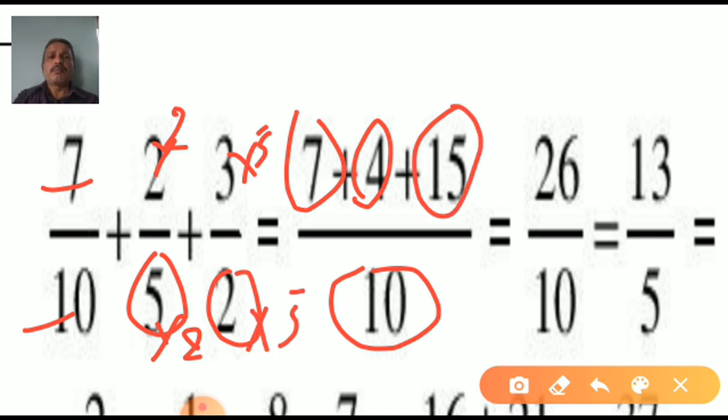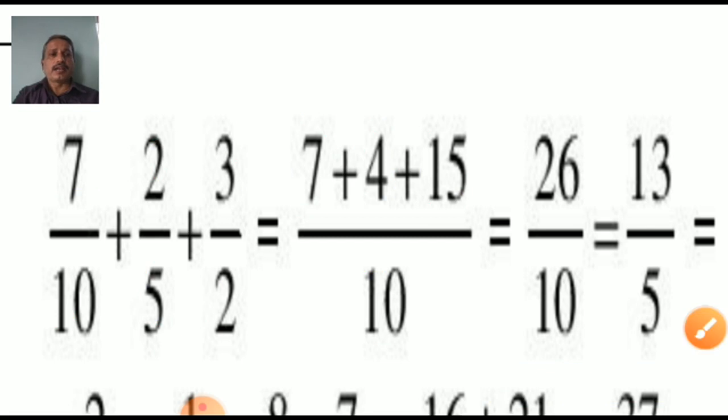Whenever we multiply the number to numerator and denominator, the answer remains the same. The value remains the same. It is called the equivalent fraction. Okay. So here it is 7 plus 4 plus 15 and the denominator is 10. Total is 26 upon 10. Yes, students, 26 upon 10 is an improper fraction.